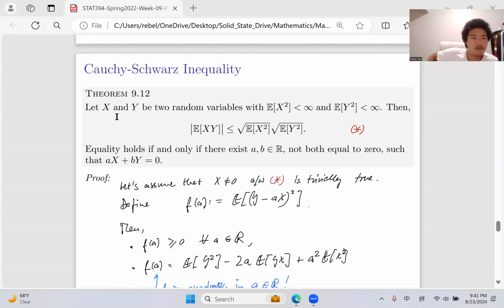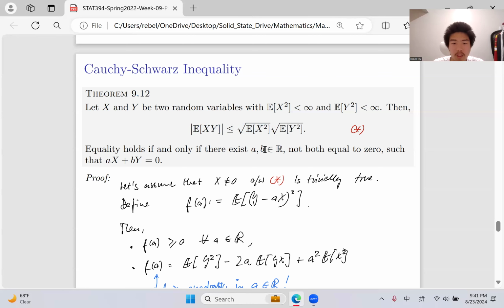So after we realize how important the Cauchy-Schwarz inequality is, let's talk about how it is formed and how it is used. If there are two random variables x and y, with the expected value of x squared smaller than infinity and the expected value of y squared smaller than infinity, then the expected value of their product xy will be smaller or equal to the square root of the expected value of x squared times the expected value of y squared.